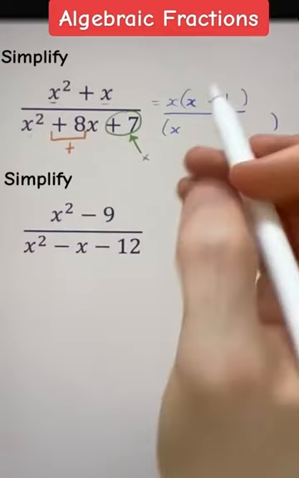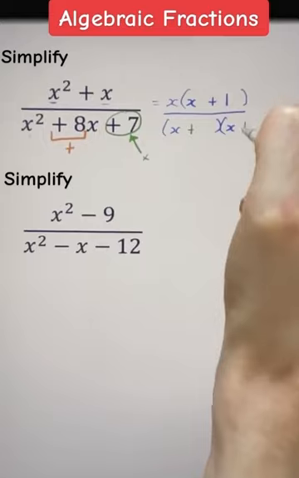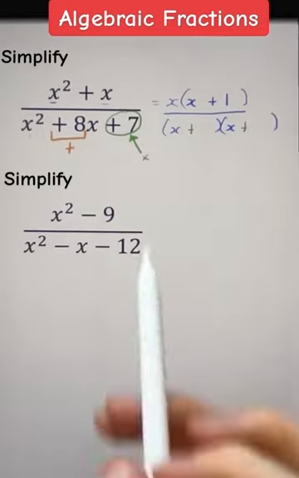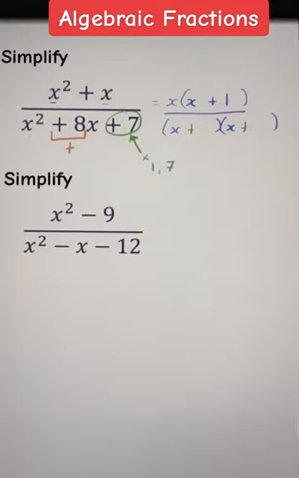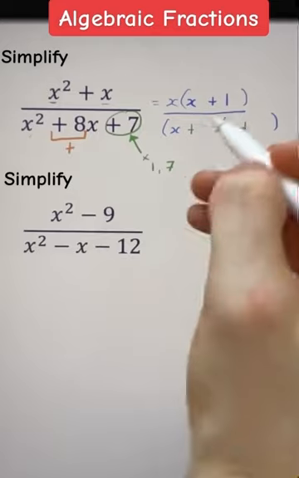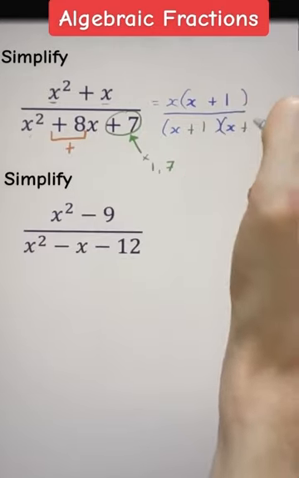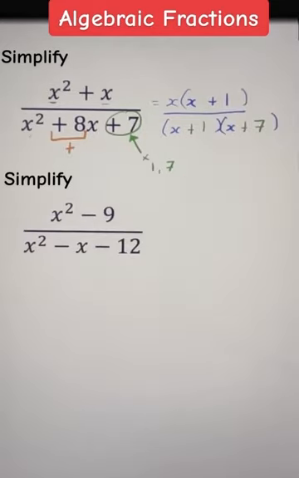If both terms are positive, we know the signs inside the bracket are going to be both positive. The factors of 7 are simply 1 and 7, as 7 is a prime number. And 1 and 7 also add together to give us 8. Therefore our final answer is x plus 1 and x plus 7 in brackets.